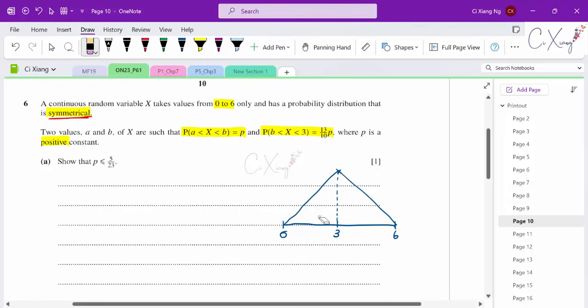Okay, I just simply draw it. So you cannot tell me, oh, can I use the base times height, then that equals to 1? Cannot, because this is not the correct graph. It is just for us to visualize, right?